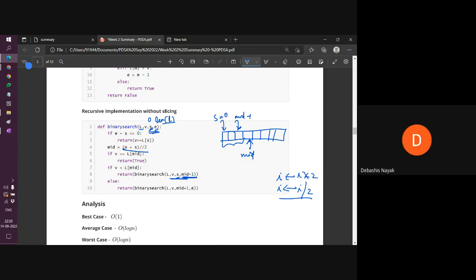Here, the log n is happening because i is every time dividing by 2, right? That's what I was coming to. So here the base will actually be log half n. And the best case will be O of 1 only if you find it here, no? No, I am not talking about the best case. I am talking about the worst case.